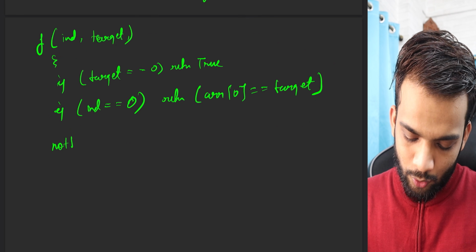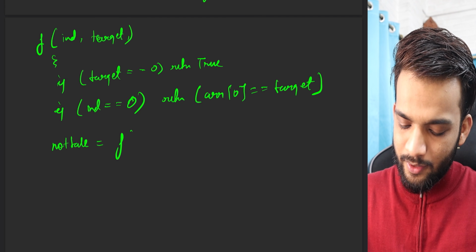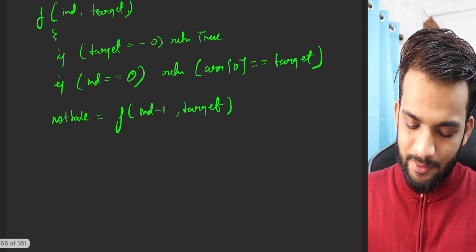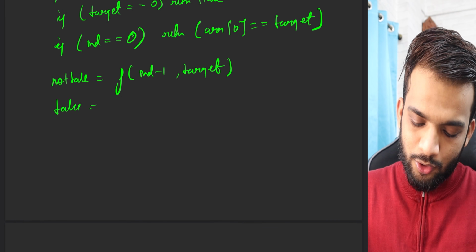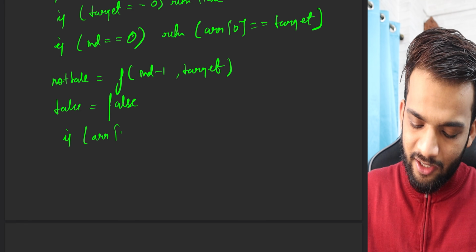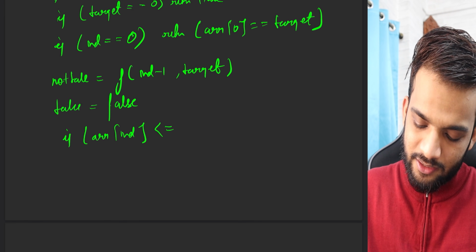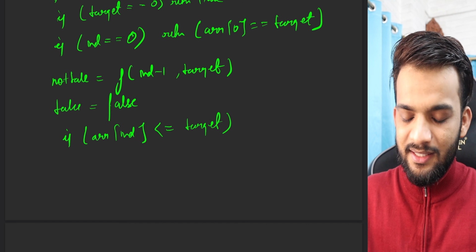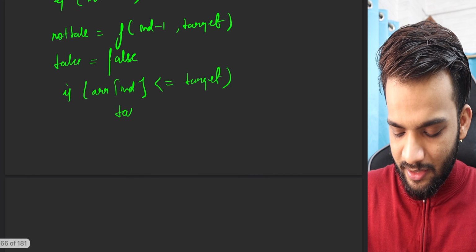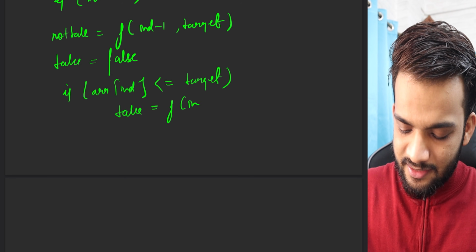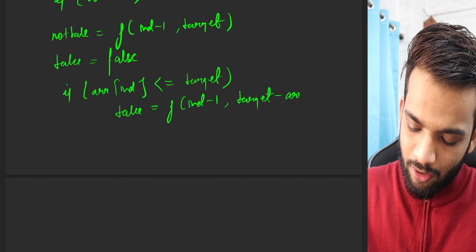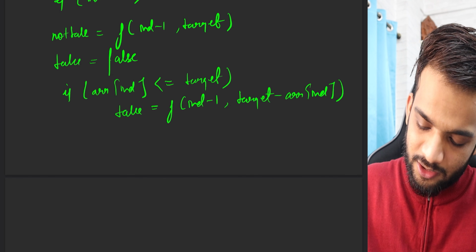Then we wrote a non-take case where we will move to the previous index with a similar target, and similarly we wrote a take case which was initially false, and we can only take the array of index into our subsequence if that's lesser than or equal to the target. And over here we said if we take it, it's index minus 1 and target minus array of index. So I hope you remember this recurrence.